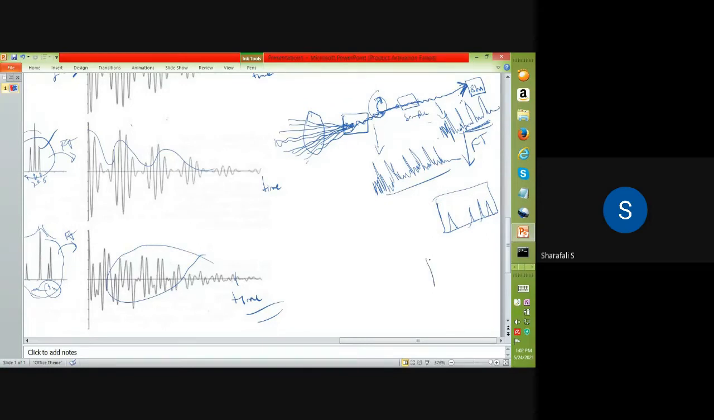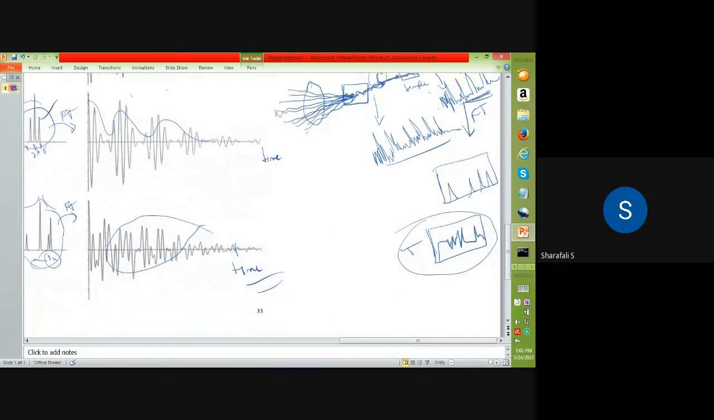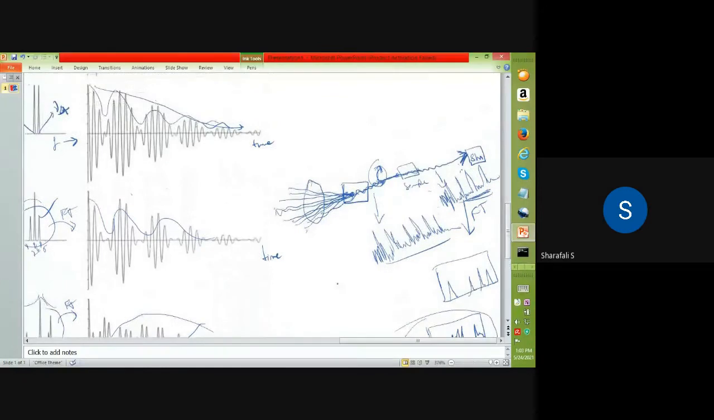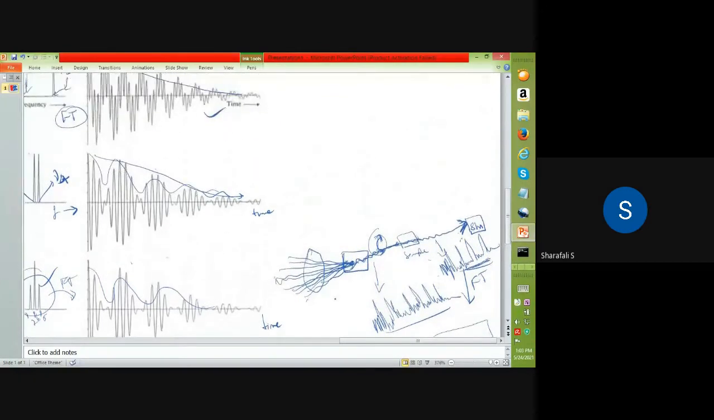If we take it for all these lines, then we will get something like this, and we will get this IR spectra, the Fourier transform IR spectra. So this is a rough introduction to Fourier transform IR spectroscopy. We will go into the detailed explanation. This is a rough introduction to FT IR spectroscopy.